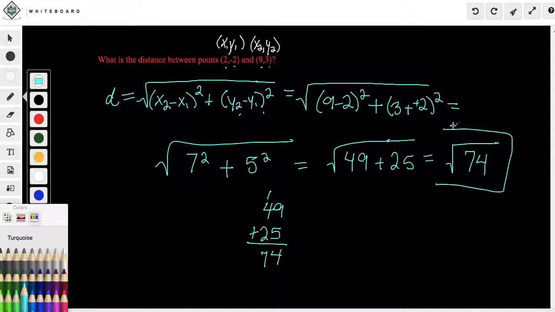So whatever your distance is, sometimes it's going to be in a strange form like this. It'll just be a square root, and that is fine. So the distance between these 2 points is the square root of 74.